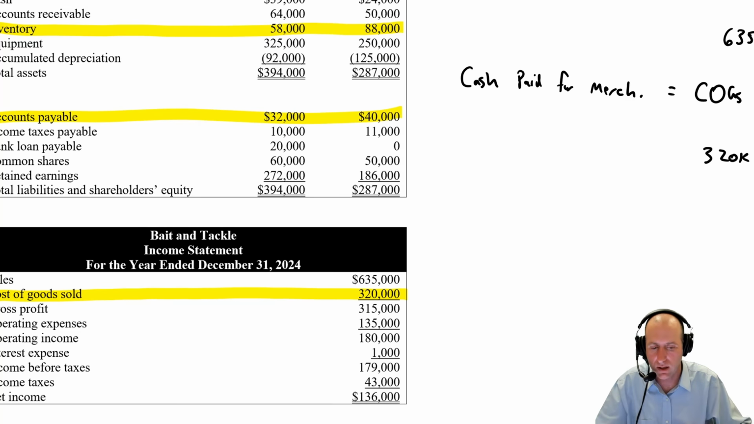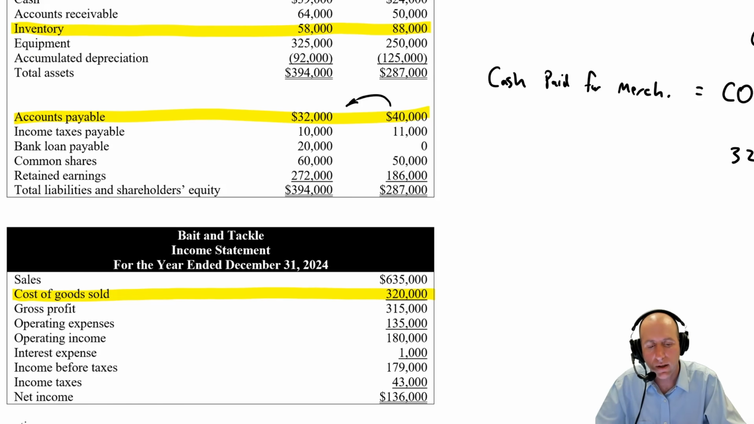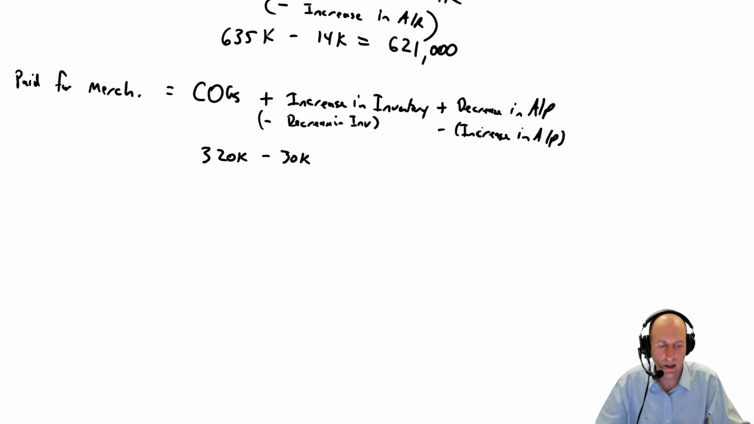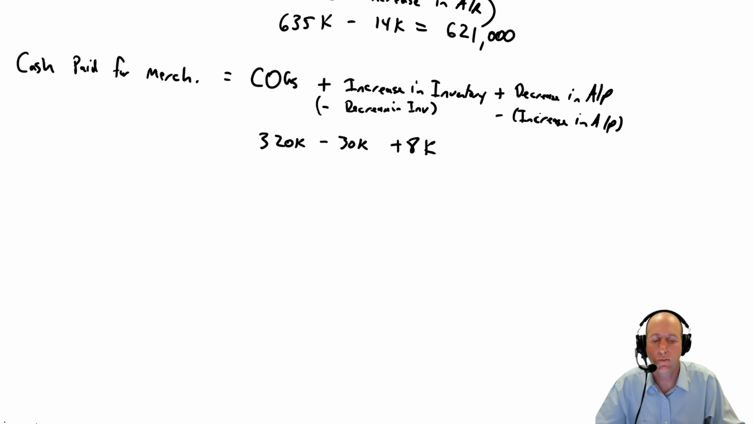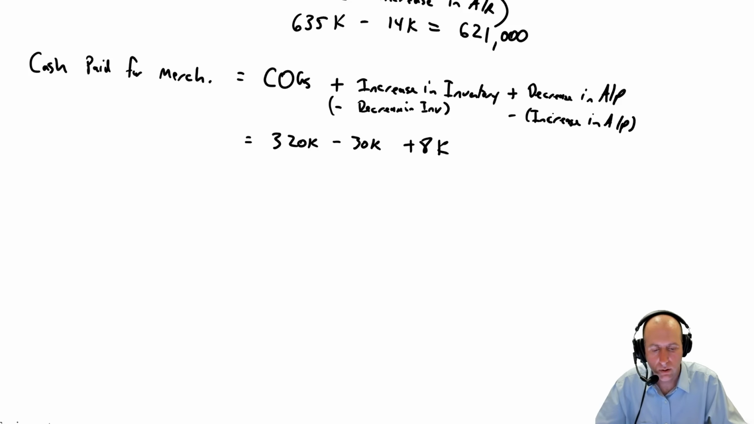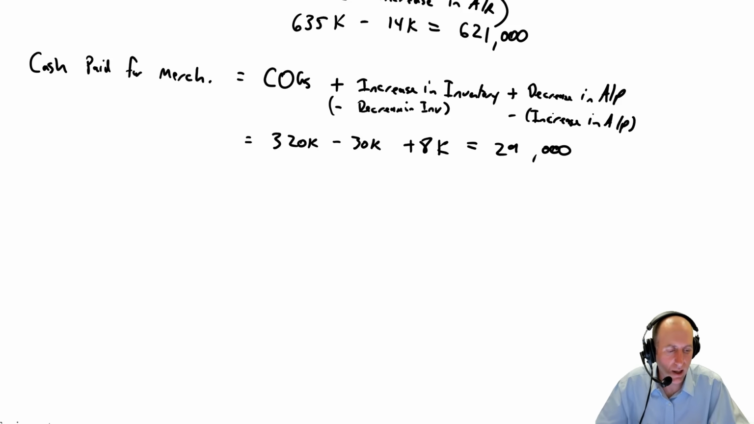Let's see, what did AP do? AP did go down. That means we're paying our bills. We paid $8,000. There's an $8,000 difference there. So we add $8,000 because, again, if AP goes down, that's more money out of our pocket. That is more cash paid. So 320 minus 30 plus 8, 292, I think. 320 minus 30 is 290 plus 8. Yeah, 298. Oh, I'm glad I double checked that. 298 makes more sense. Yes.